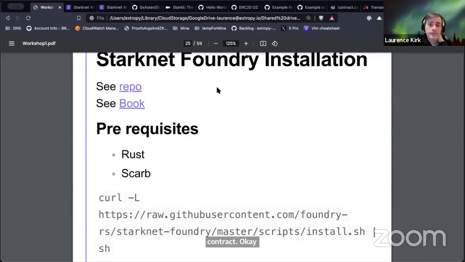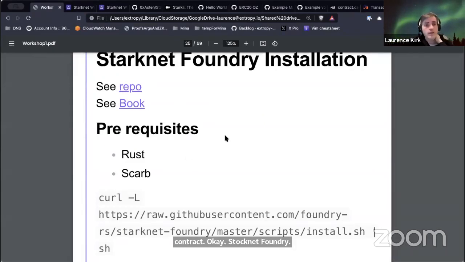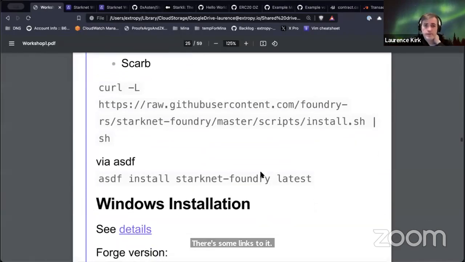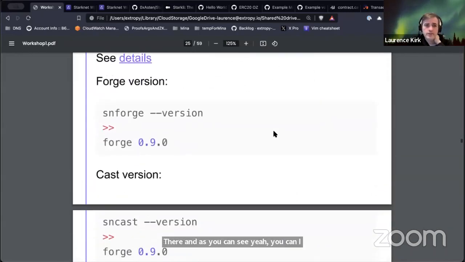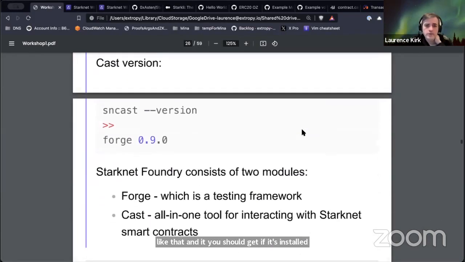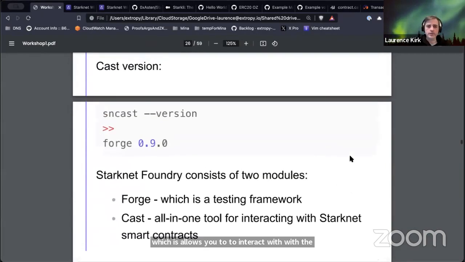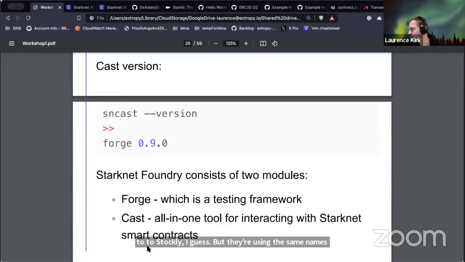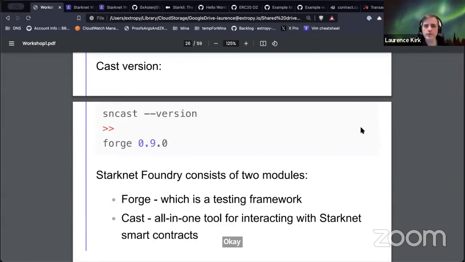Starknet Foundry, you need Rust, you need Scarb. There are some links to it there, and as you can see, you can install it like that, and if it's installed properly, you should be able to get the versions as shown there, and the tools it gives you. So there's Forge, which you can use for testing, and then Cast, which allows you to interact with the blockchains as well. So it's kind of an alternative to Starkli, I guess. But they're using the same names as the Ethereum tool used here. Okay. So well worth getting all of these things installed and set up.